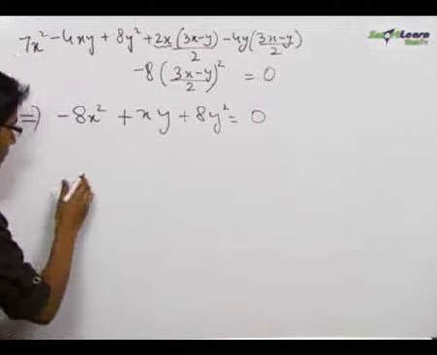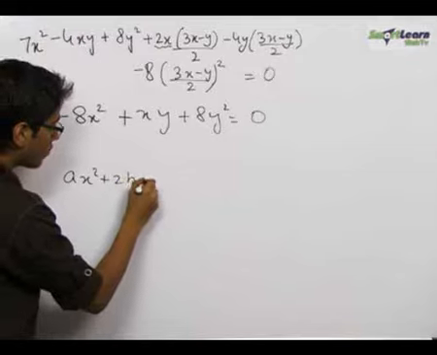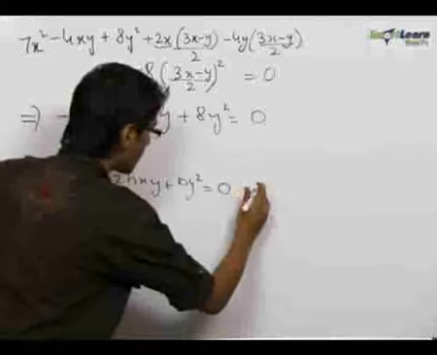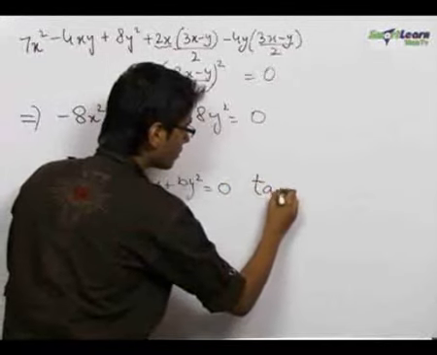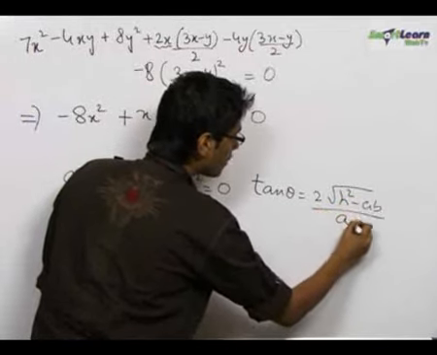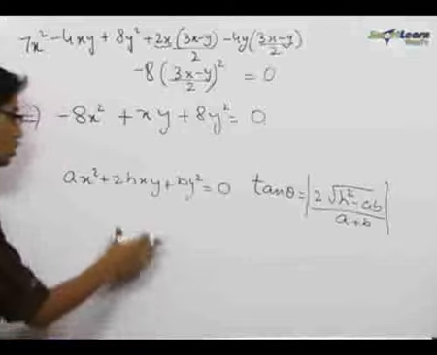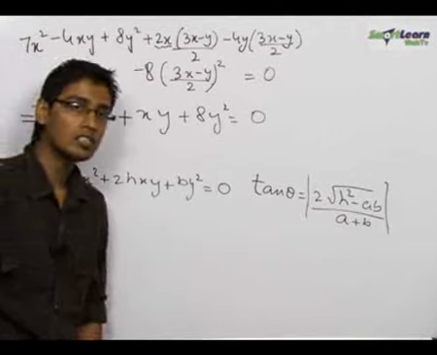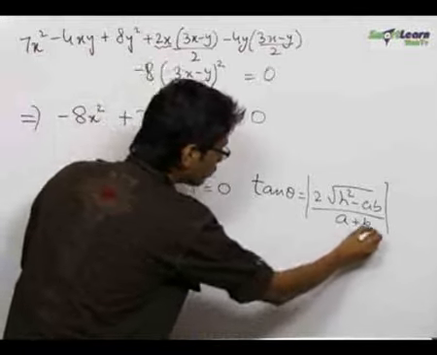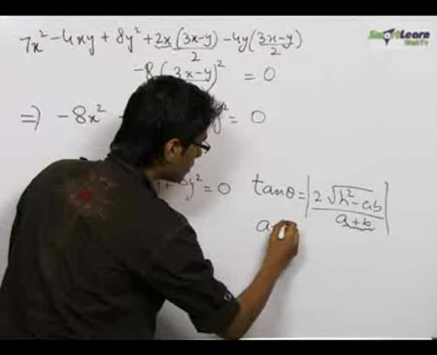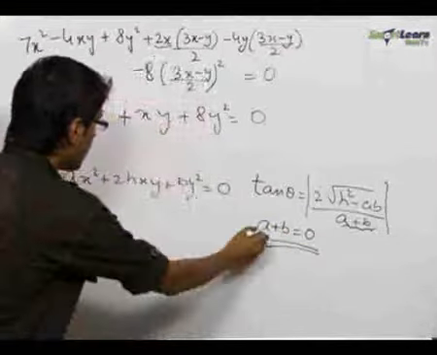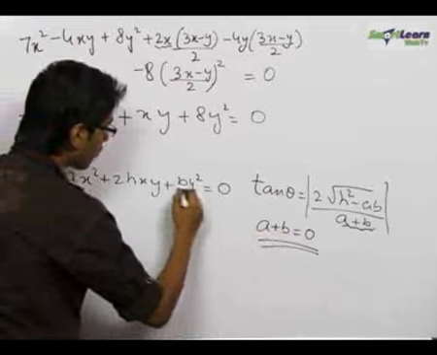Now as we did earlier, if ax square plus 2hxy plus by square equals 0 represented a pair of straight lines, then the angle between these two lines was given by tan theta equals 2 under root h square minus ab upon a plus b. And if the two lines represented by this equation are perpendicular to each other, this means angle theta equals 90 degree, which makes tan theta equals infinity. So the denominator of this term will get equal to 0 in order to make the two lines perpendicular to each other. a was the coefficient of x square, b was the coefficient of y square.